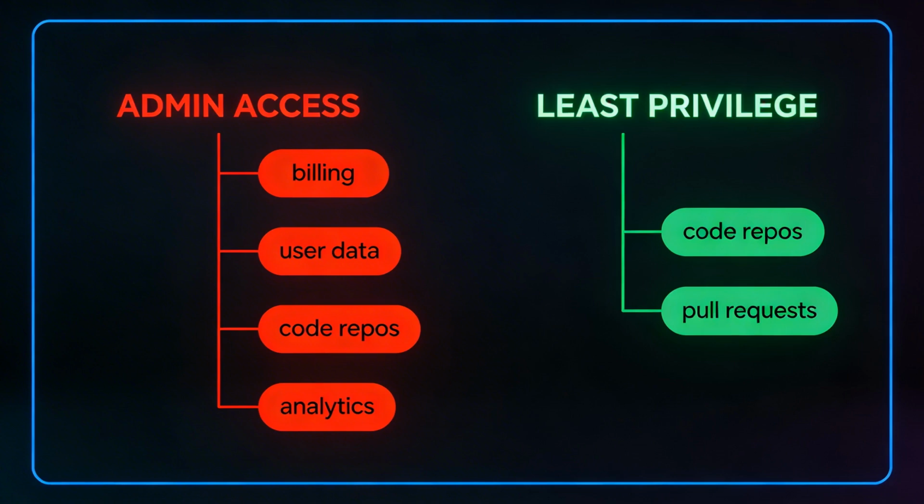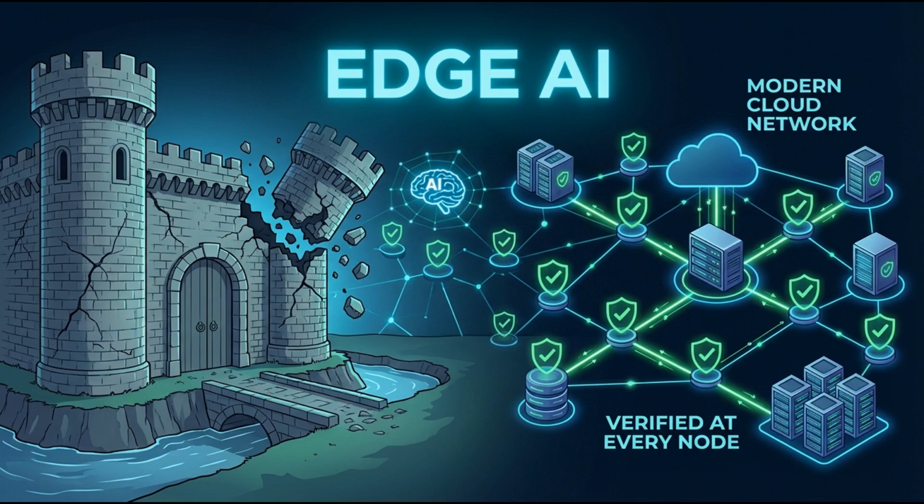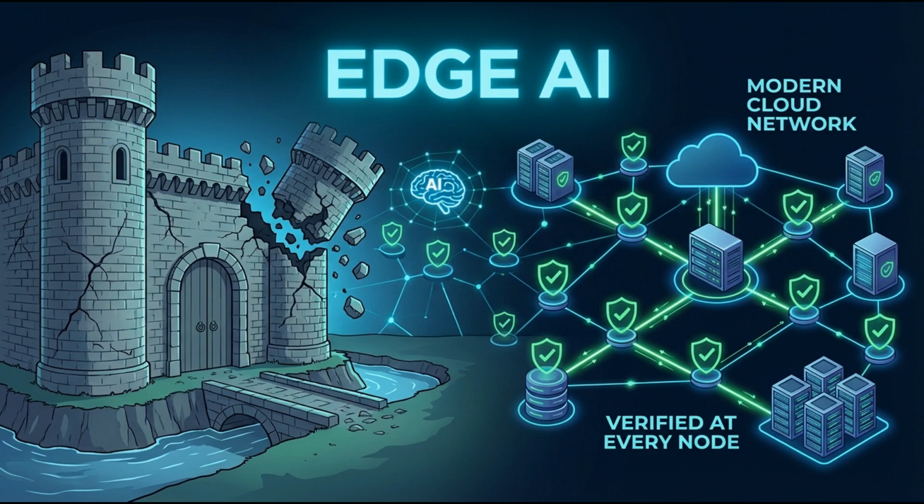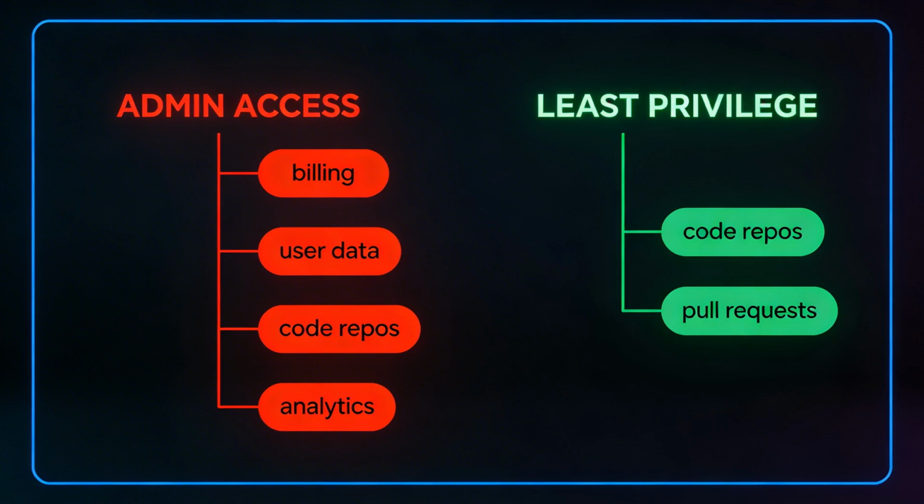Zero Trust comes down to 3 simple principles. Principle 1, verify explicitly. Every access request must be authenticated and authorized based on all available data. That means checking the user's identity, their device health, their location, and the sensitivity of what they're accessing. No more blanket trust based on network location alone.